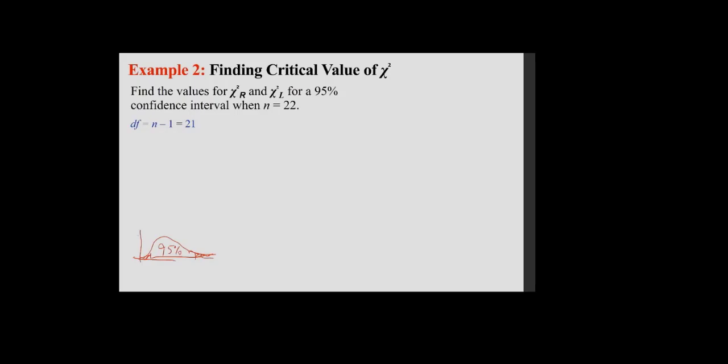So the area to the right is very straightforward for chi-squared of the right. You have the area of 0.05 divided by 2, or 0.025. But for chi-squared of the left, you need to add 0.95, or just subtract 0.025 from 1, or 0.975. So that's the first thing I want everybody to understand. You need the area to the right. So let's look at the table.